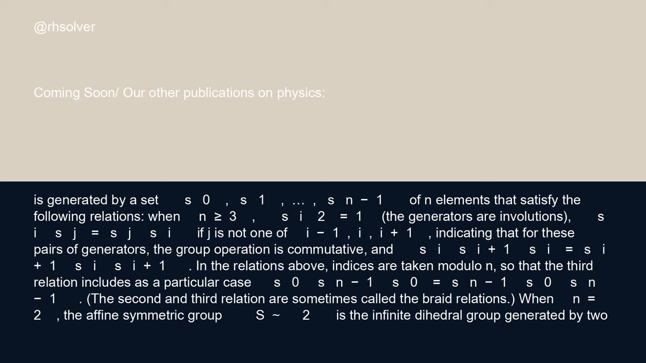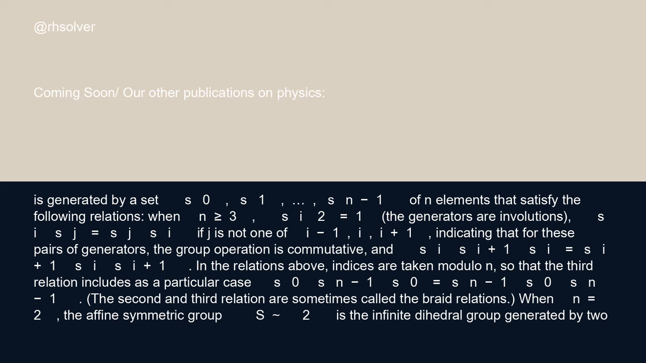satisfy the following relations. When n is greater than or equal to 3: si² = 1, so the generators are involutions. sisj = sjsi if j is not one of i-1, i+1, indicating that for these pairs of generators, the group operation is commutative. And sisi+1si = si+1sisi+1.